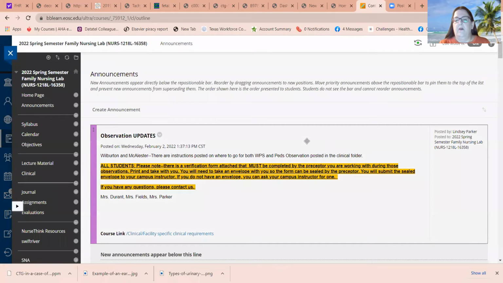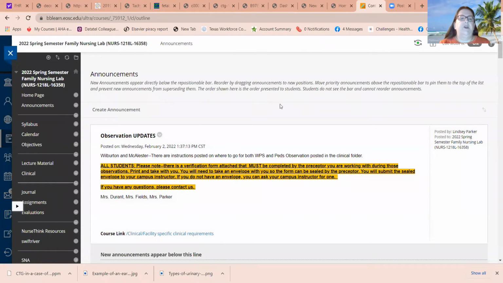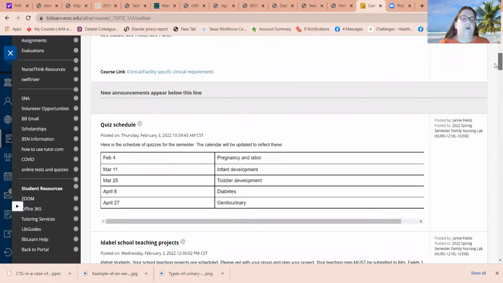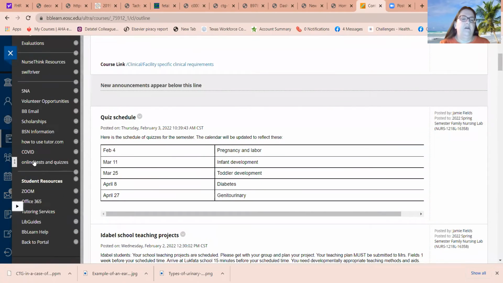So the first thing we're going to do is the quiz. You will need to go to Blackboard. On the menu on the left, I've added an area for online tests and quizzes.